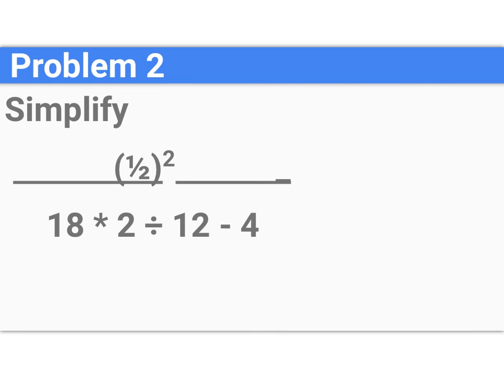Problem 2, 1/2 squared. Like I said, solve the top separately from the bottom. So 1/2 squared becomes 1/4. And if you need some clarification on this, go back in the numbers and operations and find the exponents ones. So 18 times 2 is 36. Then divide that by 12, which gives you 3. 3 minus 4 is -1. So 1/4 divided by -1 gives us -1/4.